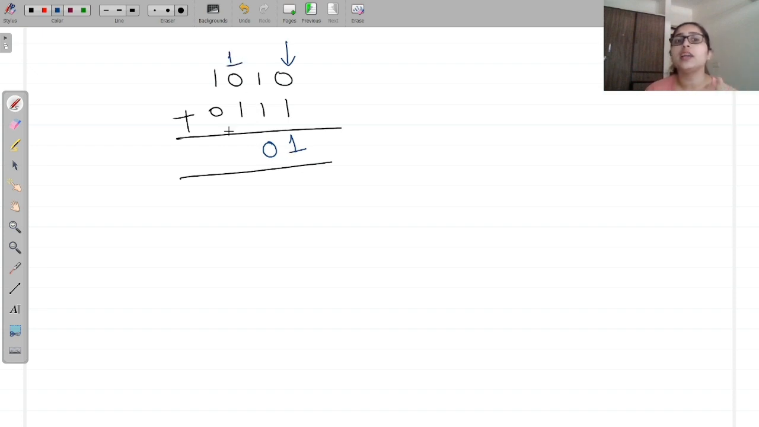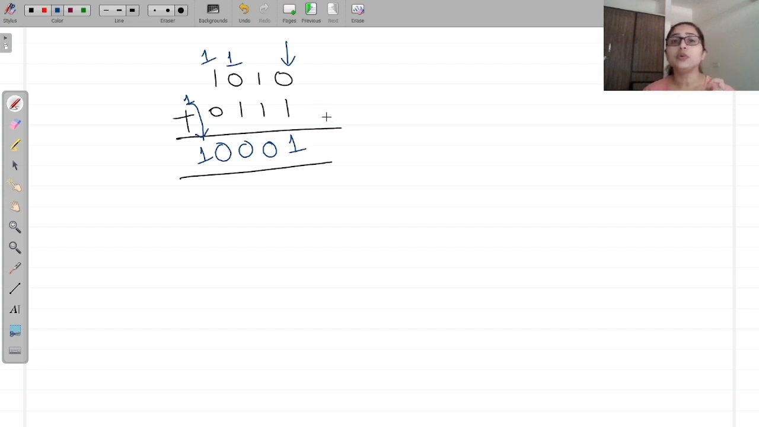Again you get 1 and 1, because it's 0 here. 1 and 1, once again it is 2, so 0 is the sum and 1 is the carry. Then 1 and 1, once again it is the same, 0 is the sum and 1 is the carry, and that is taken directly down to the most significant bit.